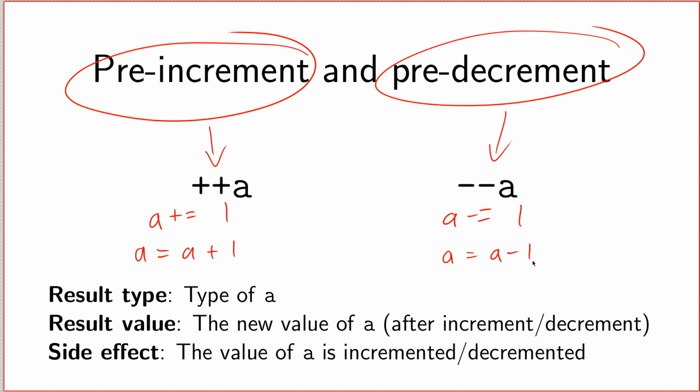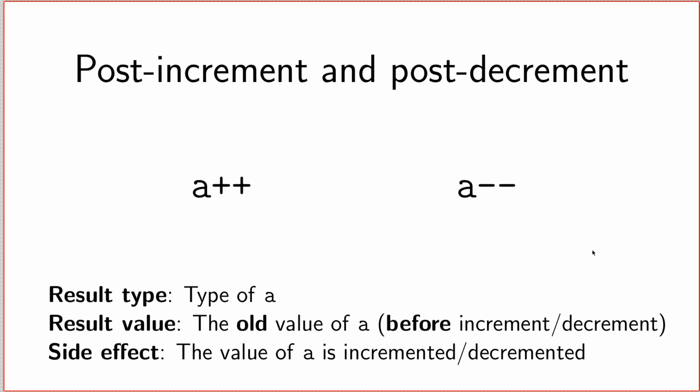And so what do we do? Well, the result that comes out of using this expression is the new value of A after you have incremented or decremented it. So this adds 1 to A and sends back the new value of A. And the type that you get is whatever the type of A is. So it's equivalent to running one of these things. Okay, so that's one thing.